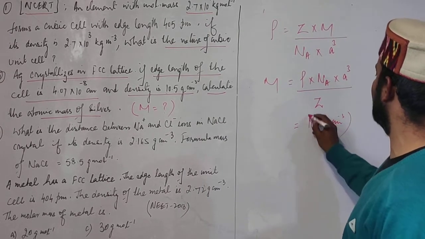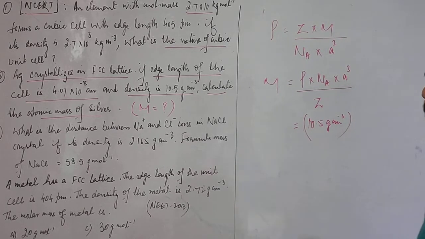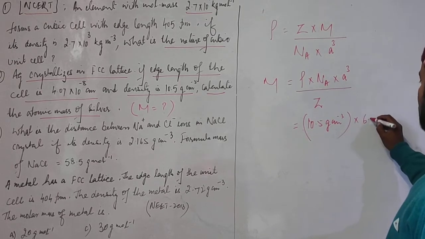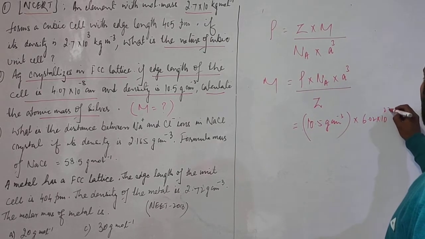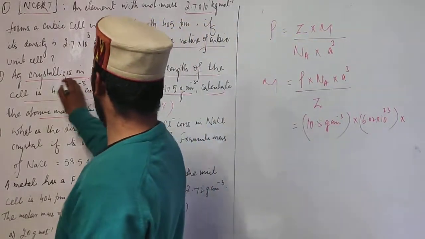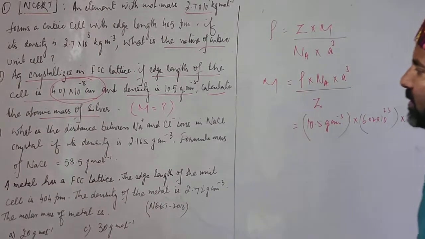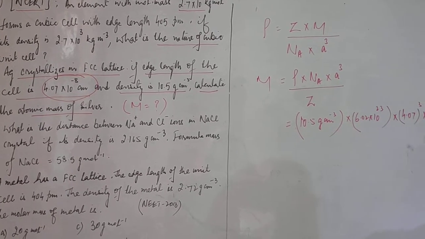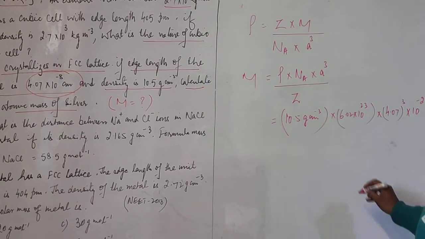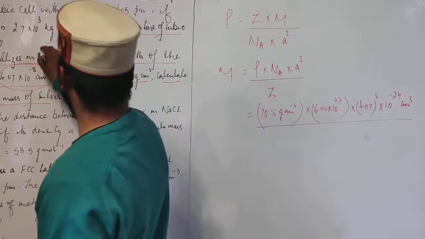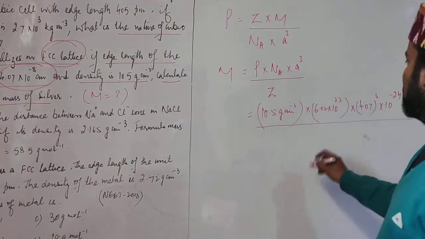So student, here density is given in gram per centimeter cube. So obviously the mass will be obtained in grams. Now Avogadro's constant, this is a constant value. So 6.02 into 10 raised to power 23 into edge length cube. Now edge length is 4.07 into 10 raised to power minus 8. So this will be 4.07, उसका क्यूब कर दो into 10 raised to power minus 24, क्यूब करने पे सेंटीमीटर क्यूब ये भी हो गया. Now Z, since the arrangement is FCC, Z is 4.